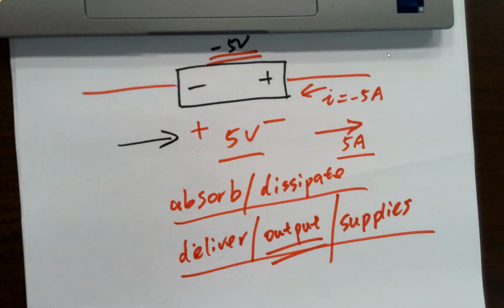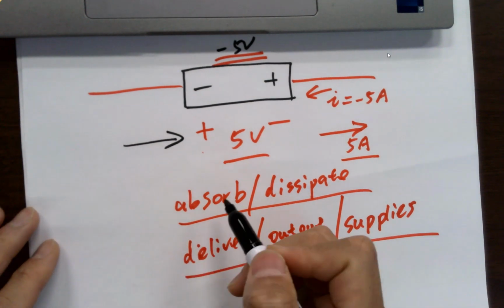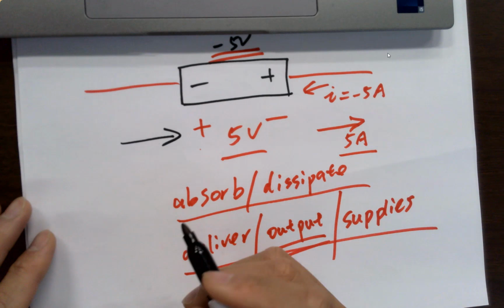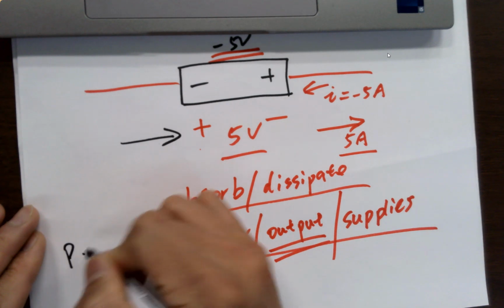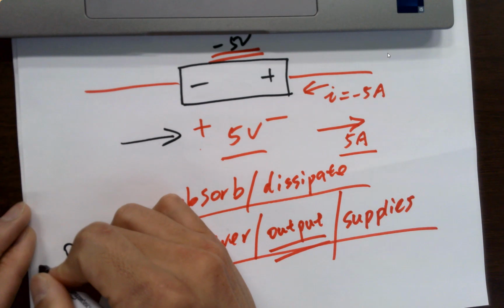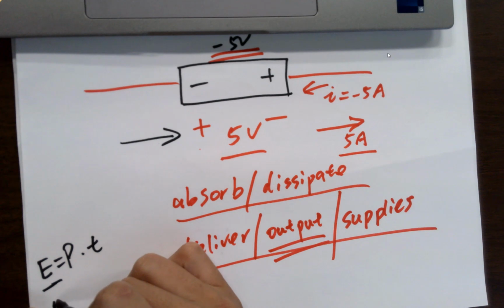Okay? So it's absorbing energy, absorbing power. If it's asking you to calculate the energy, how to calculate the energy? It's power times T, right? Which is energy. And sometimes you can see the energy, they use the omega.